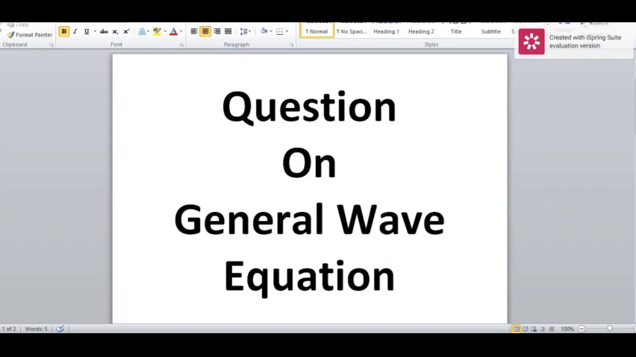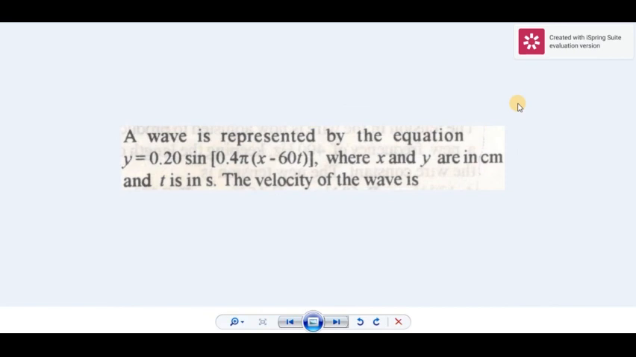This question has to do with the general wave equation. Here's the question. A wave is represented by the equation y = 0.2 sin(0.4π(x − 60t)), where x and y are in centimeters and t is in seconds. We have to look for the velocity of the wave.